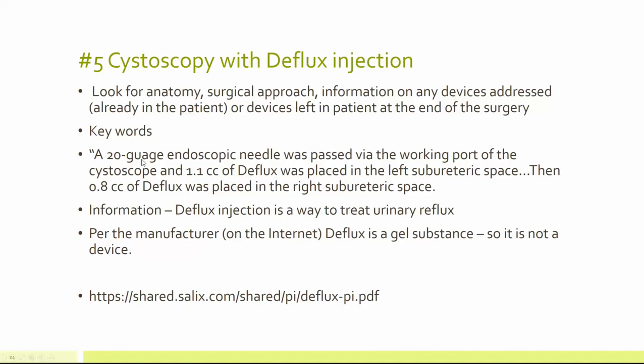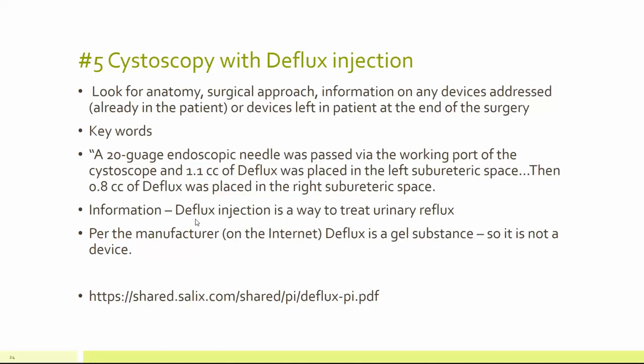In the operative report under description of procedure, it states a 20 gauge endoscopic needle was passed via the working port of the cystoscope, and 1.1 cc's of Deflux was placed in the left subureteric space. Then 0.8 cc's of Deflux was placed in the right subureteric space. So they did this on both sides. Remember, you have two ureters, one off of each kidney. The surgeon placed this substance in both ureters.